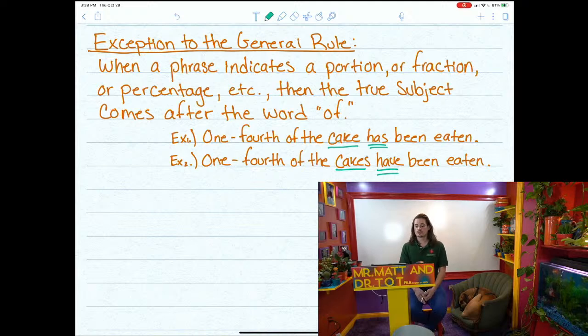So, whenever we're talking about something that indicates a portion or a fraction of something, a majority, anything like that, we're actually going to be guided by the noun after the preposition of. If you have any questions, then please let me know. Otherwise, let's get into some examples.